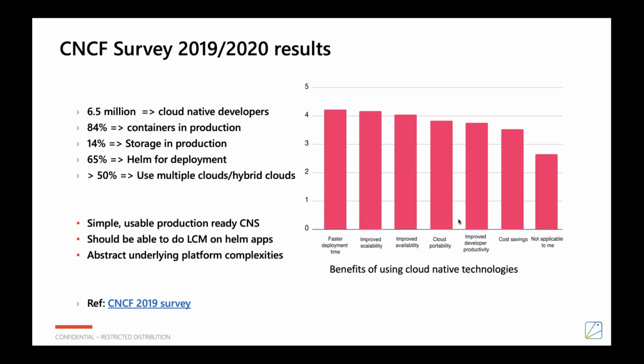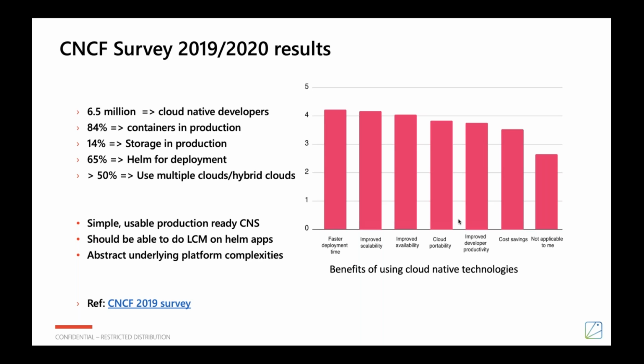So with these two things in mind, you have 6.5 million developers. I don't expect that everybody would be a storage expert. So what you need is a very simple storage stack, which anybody can understand, and should be very easy to use, and it should be production ready, since people are ready to deploy stateful applications on Kubernetes. And if you see the last two statistics, there are 65% who are using Helm for deployment, and more than 50% are using it in multiple clouds or hybrid clouds.